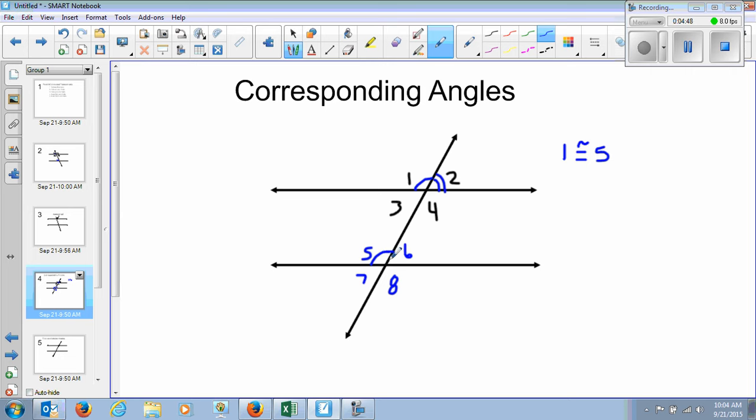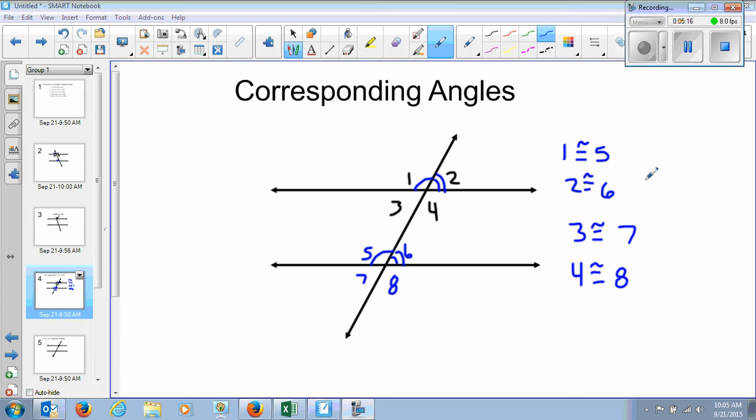Hopefully you can see which angle it corresponds to. Angle 2 and angle 6 are corresponding angles. They're in the exact same place on the different parallel lines. So angle 2 will also be congruent to angle 6. Now I'm going to pause this for just a second, or you should pause it for just a second, and you should think about which angle is going to correspond to 3 and which angle is going to correspond to 4.